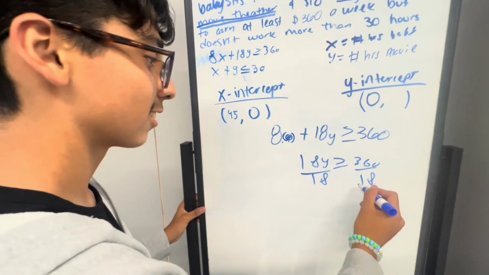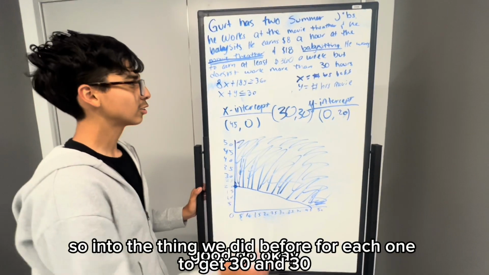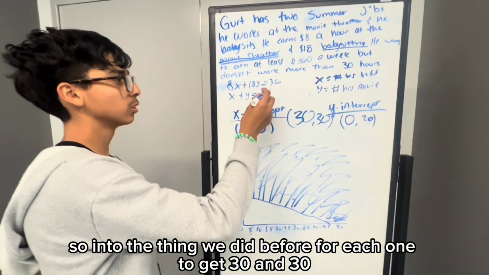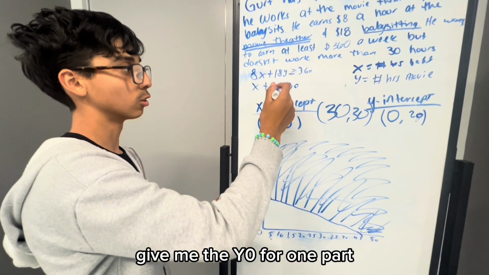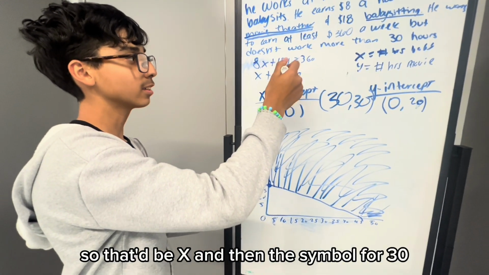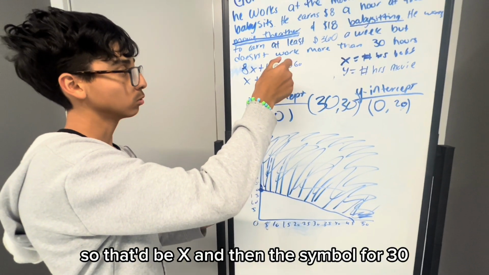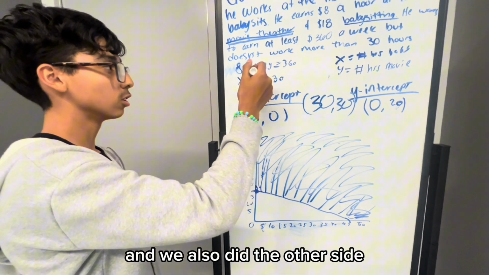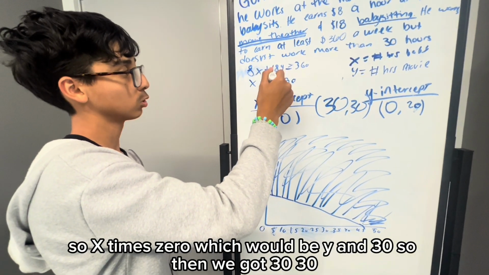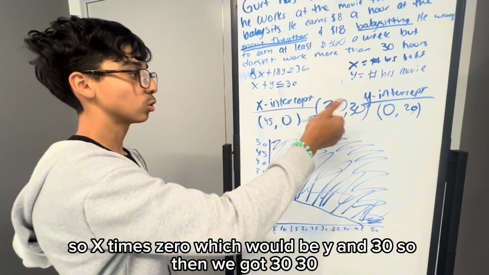20. Similar to the thing we did before, for each one to get 30 and 30, we need the y as 0 for one part. So that'd be x and then the symbol for 30. And we also did the other side. So x times 0, which would be y, and 30. So then we got 30, 30.